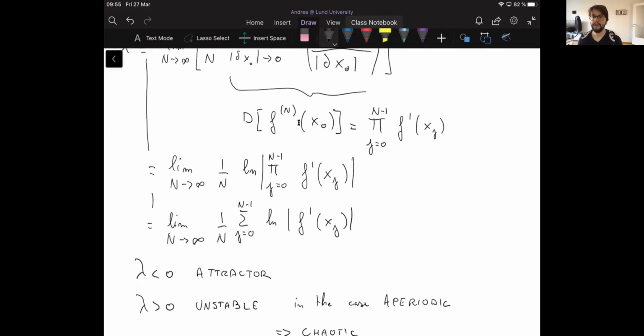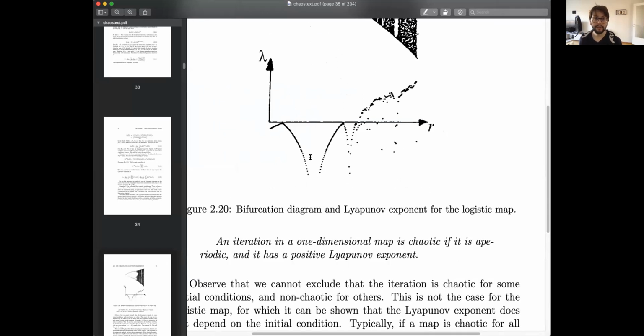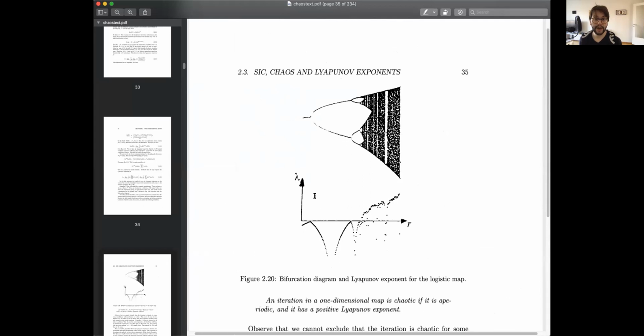So to make it even more clear, let's share at page 35 of the book. It shows the bifurcation diagram and the Lyapunov exponent for this logistic map. You see that these are different R's, and the graph below is the Lyapunov exponent, and the graph above is the solution of the fixed point. So this is the very famous bifurcation diagram.